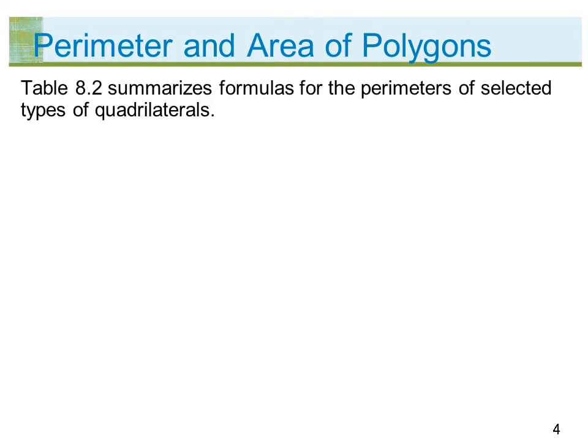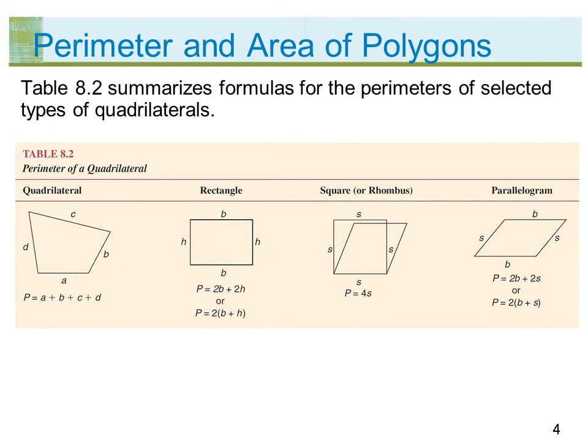Table 8.2 summarizes formulas for the perimeters of selected types of quadrilaterals. Table 8.2, Perimeter of a quadrilateral. Quadrilateral: perimeter equals A plus B plus C plus D. Rectangle: perimeter equals 2B plus 2H, or perimeter equals 2 times the quantity B plus H.